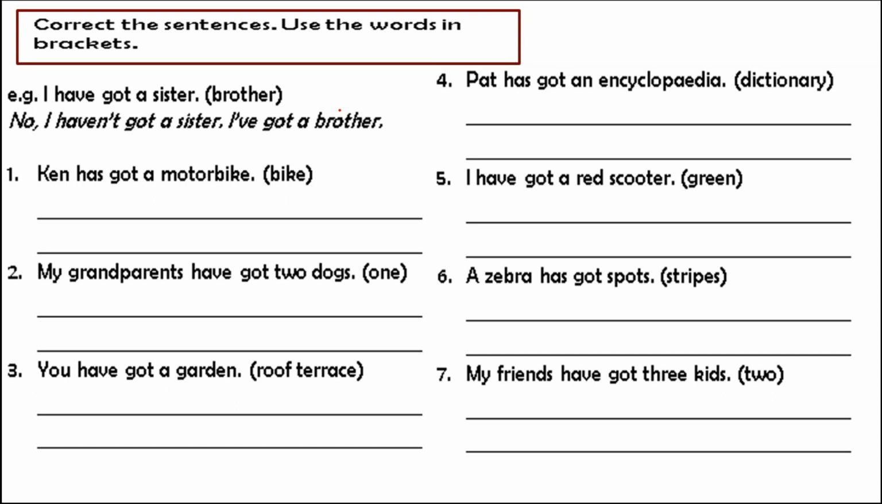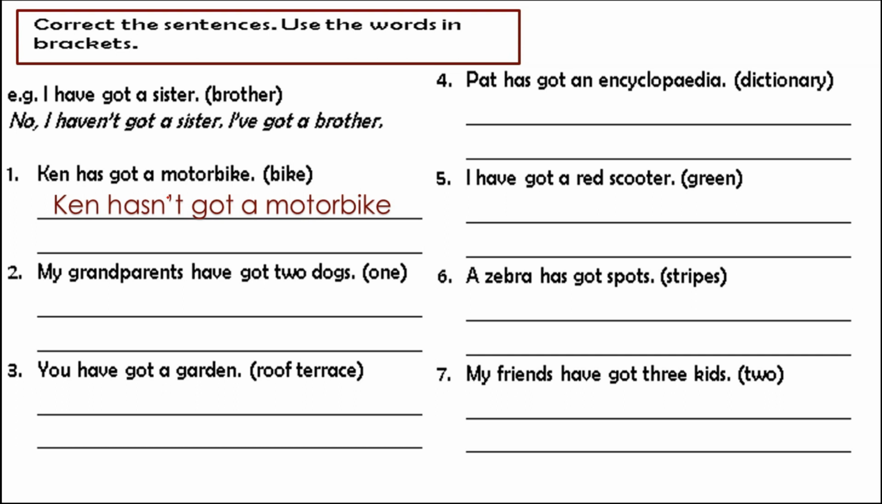I have got a sister, but in the bracket they use brother. No, I haven't got a sister, and this is the negative. They reject that. She or he or you don't have a sister. You haven't got a sister. So you will say that, in the bracket, use the word from the bracket. You have to say back: so I've got a brother, right? So the answer together here.